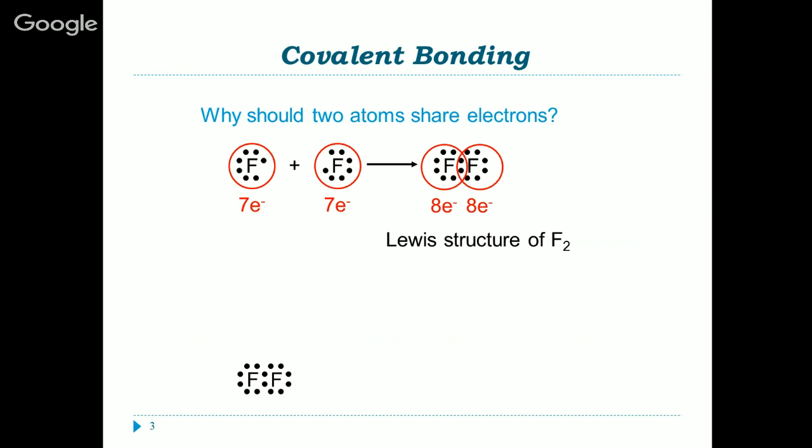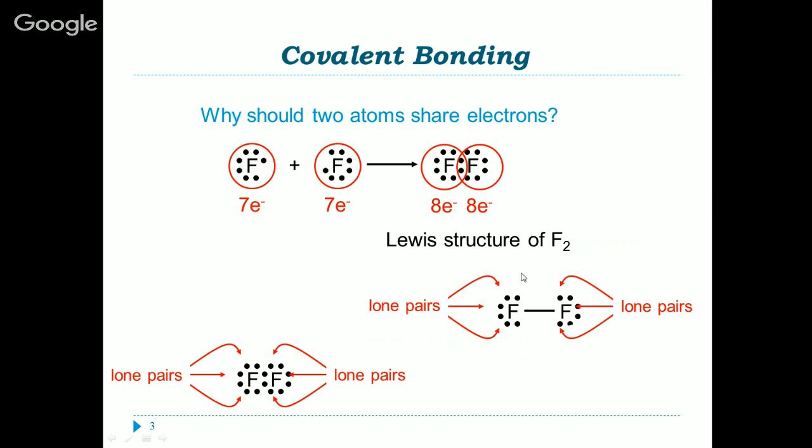So this is what we call a Lewis structure, which we'll go over how we do those. A single line between two atoms represents one shared pair of electrons. The remaining electrons that are surrounding fluorine here are what we call lone pairs of electrons.